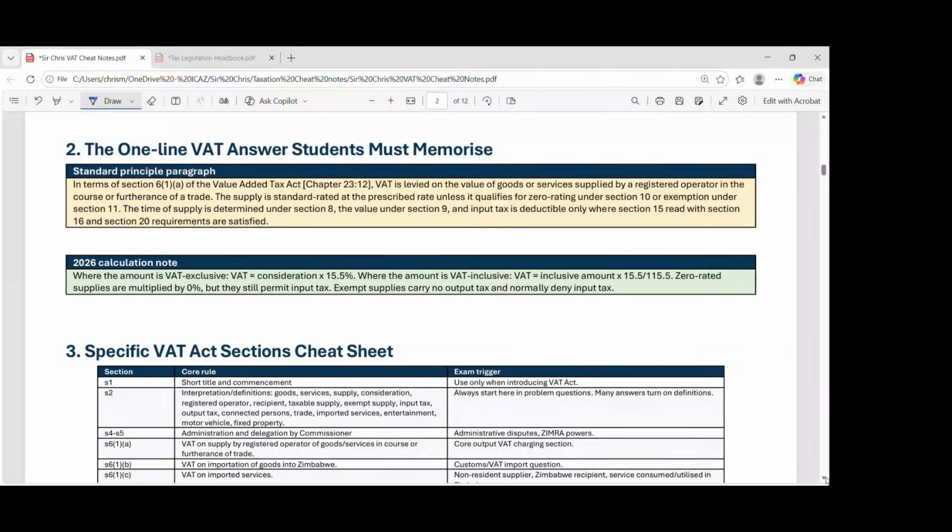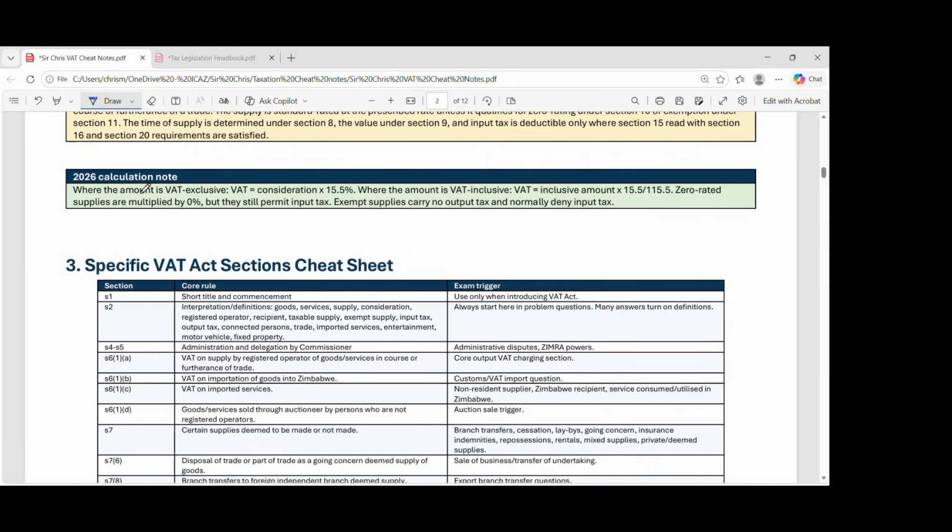Then if you go to the calculation, where the amount is VAT exclusive, VAT equals consideration times 15.5%. Where the amount is VAT inclusive, we use the formula 15.5 over 115.5. When it's zero rated, supplies are multiplied by 0, but they still permit input tax. Another thing, Tim, these days your questions are not going to advise.